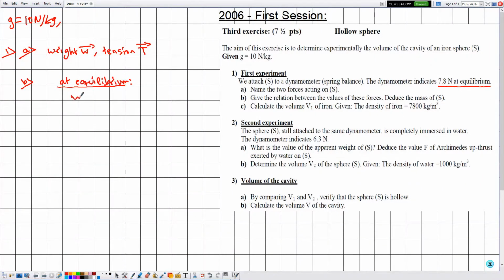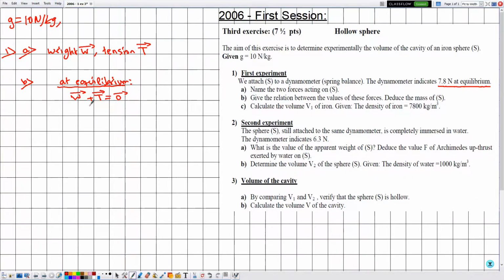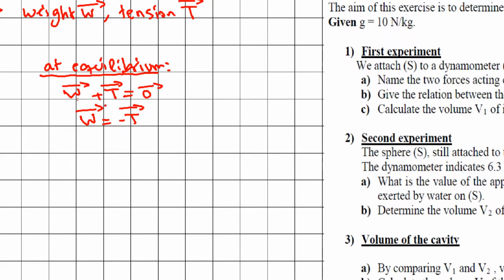So let's write weight vector plus tension vector. And on the other side of this equation we write a zero vector corresponding to the condition of equilibrium. And we don't forget the vectors over all of these three quantities, and especially the zero. Now moving T to the right hand side, we have that W vector is equal to minus T vector. What does the first equation tell us? That the effect of the forces acting on the solid S cancel each other to give us the zero vector, whereas the second equation tells us that both forces have the same line of action, the minus sign for the opposite direction, and same magnitude.